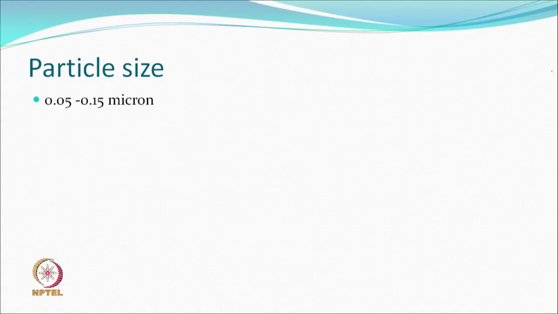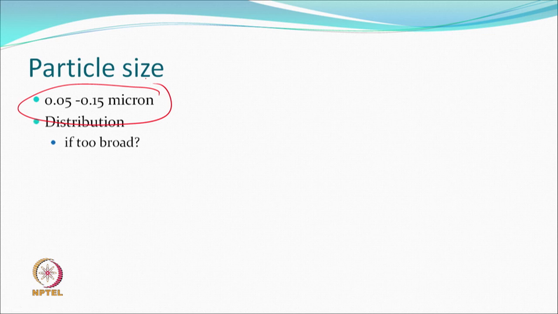Now, what is the particle size we are looking at? Approximately 0.05 to 0.15 micron size. So, it is a small size, so that it should be able to come out of the nozzle without any hindrance. Distribution of particle size. So, particle size distribution we are talking about.